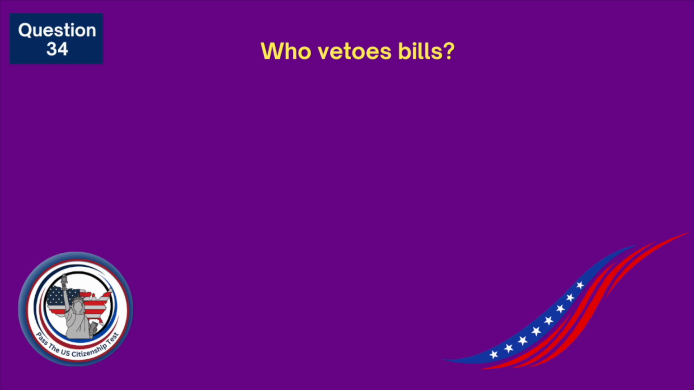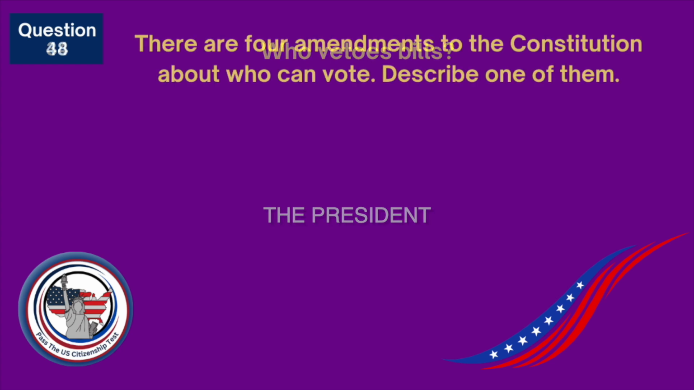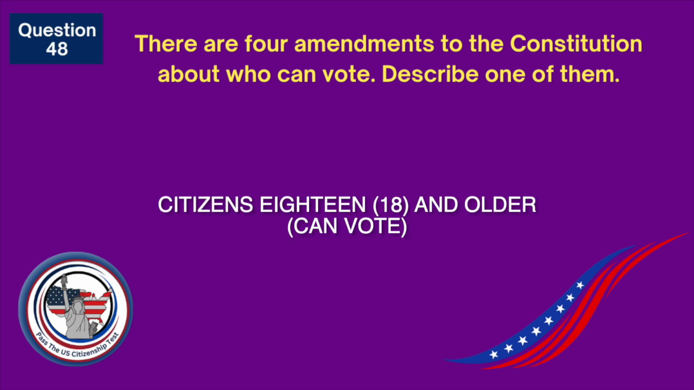Who vetoes bills? The President. There are 4 amendments to the Constitution about who can vote. Describe one of them. Citizens 18 and older can vote.